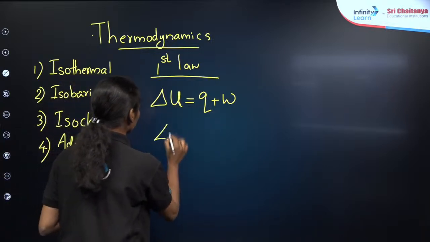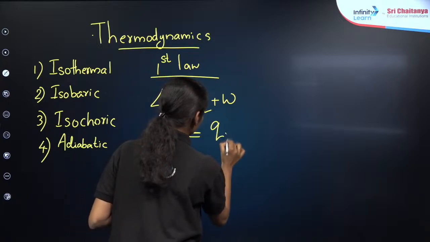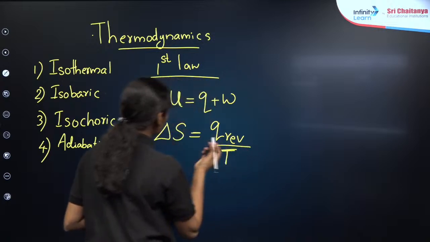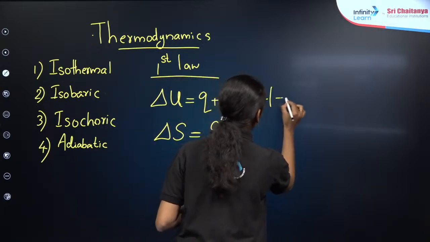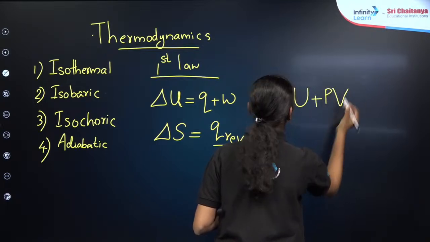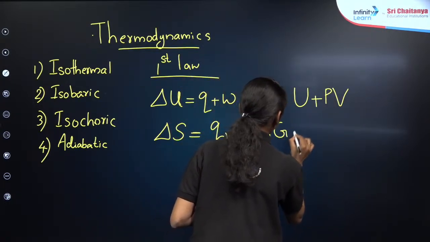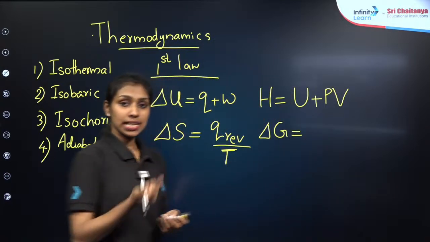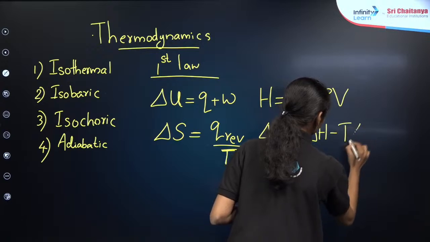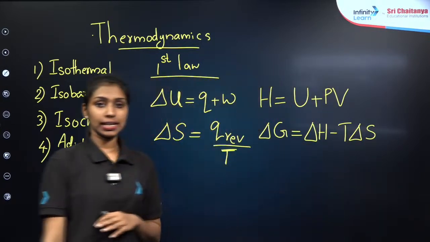Then we moved to the next term, entropy, that is Q reversible by T, where Q is the heat and T is the temperature. Then we introduced the term enthalpy, which is equal to the sum of internal energy and the pressure volume work, right? Then we moved to the Gibbs-Helmholtz equation: delta G is equal to delta H minus T delta S.